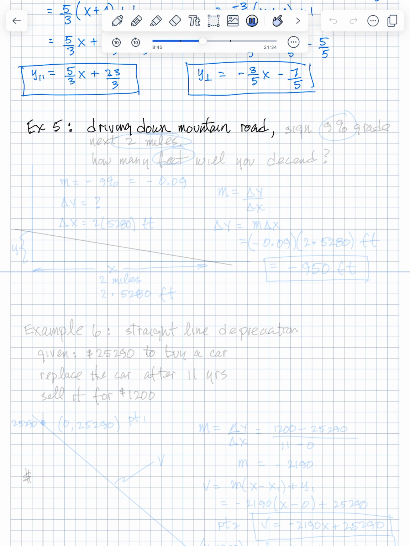This is assuming you have your driver's license. Some of you don't have it yet, but we'll soon get it, I think.